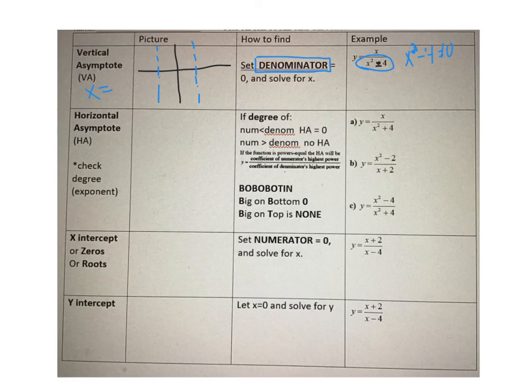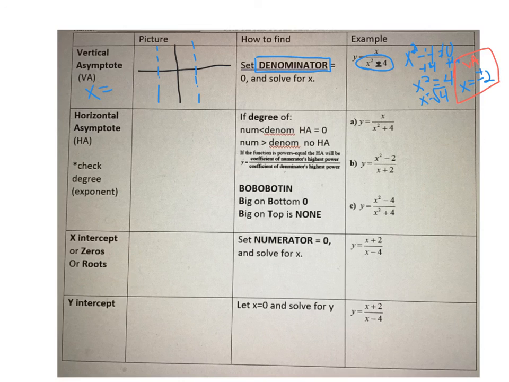There we go. So add 4 to both sides. X squared equals positive 4. And if we square root both sides, x equals the square root of 4, which is plus or minus 2. So therefore, we have two asymptotes at plus and minus 2. So that, again, is a vertical asymptote at x equals plus or minus 2.